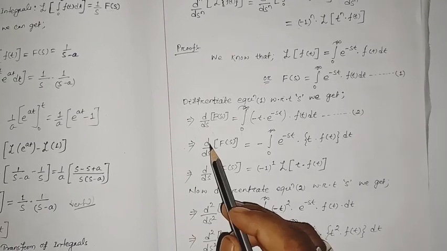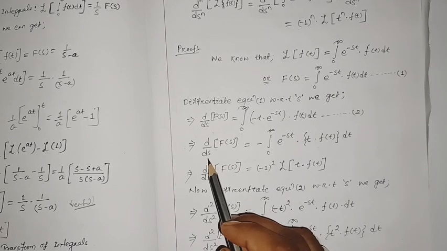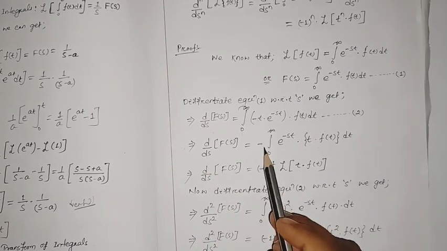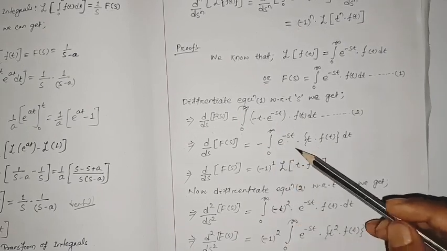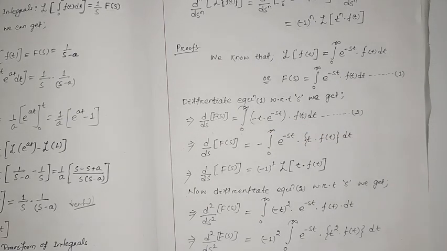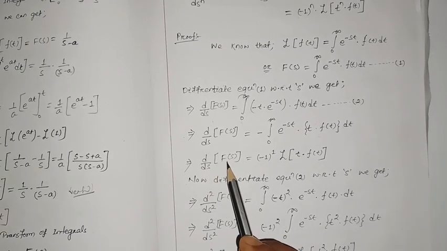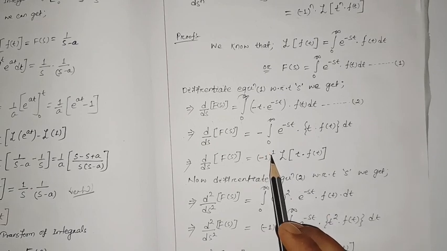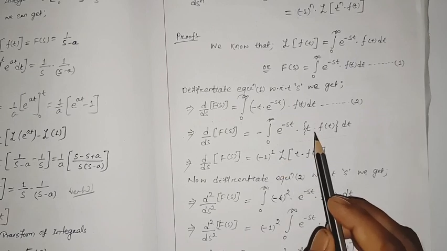That implies the first derivative of capital F of s with respect to s, or d by ds of capital F of s, will be equal to minus taken outside, integral from 0 to infinity of e to the power minus st into t into f of t dt. In this fashion we have written it. d by ds of capital F of s will be equal to minus 1 to the power n, and this much is nothing but the Laplace transform of this function.